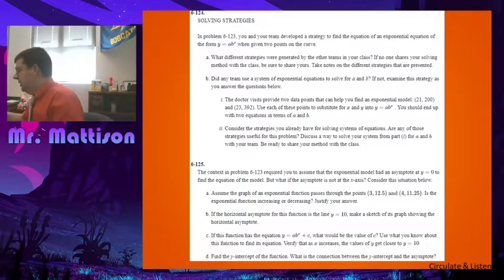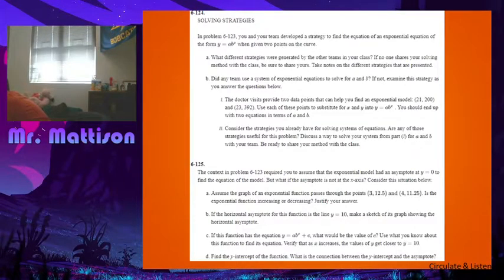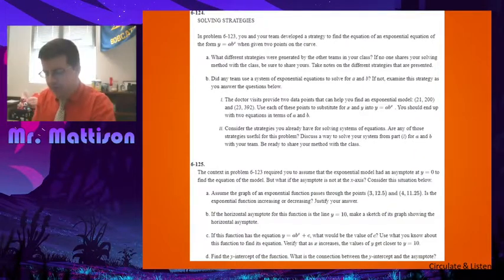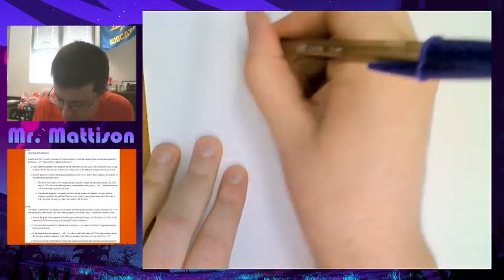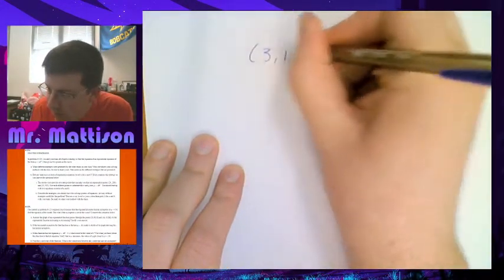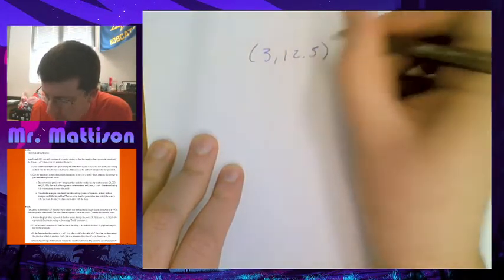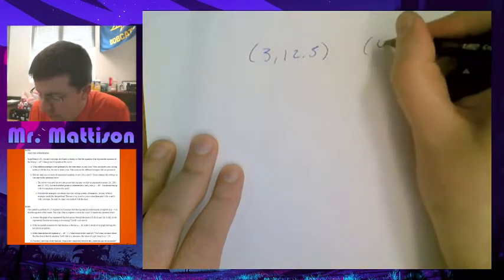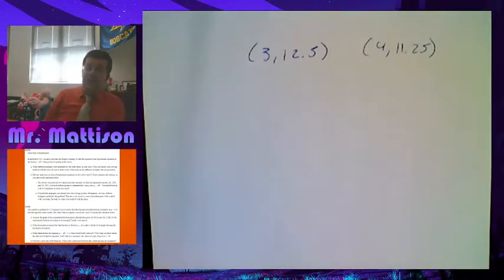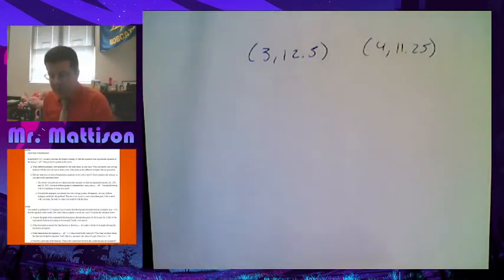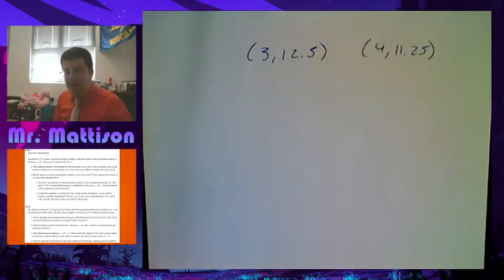Okay, so now that you're back, get some clean paper. We're going to do 125. So the points that we're given are the point 3, 12.5, and the point 4, 11.25. So we know that this is a decreasing model because I'm going from higher to lower as I go further right. So that's the first part there.